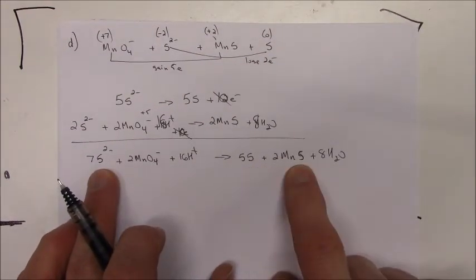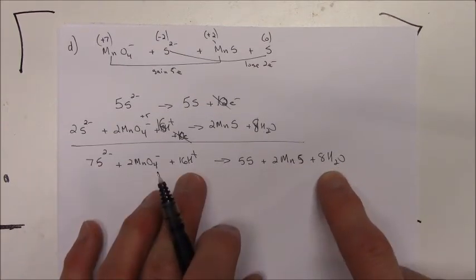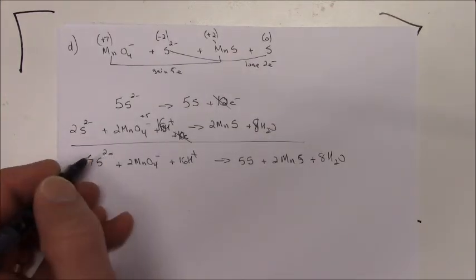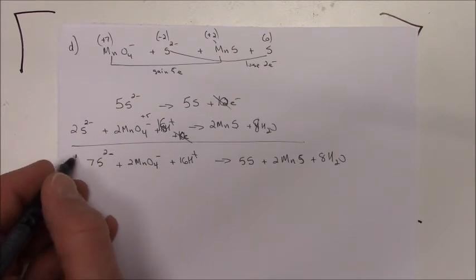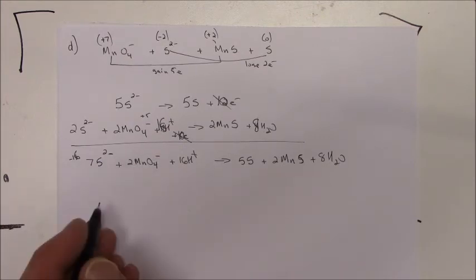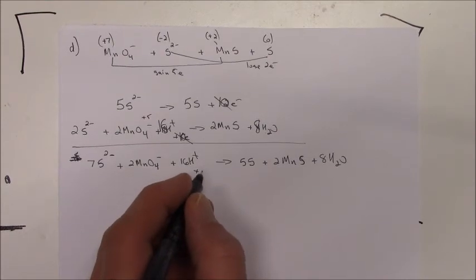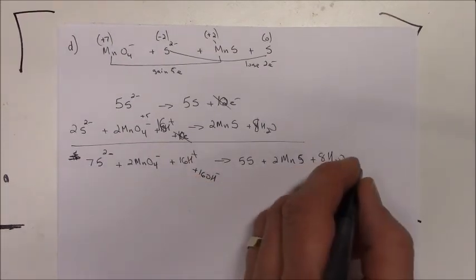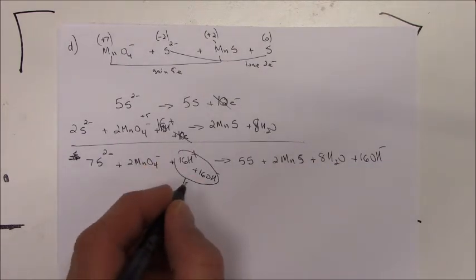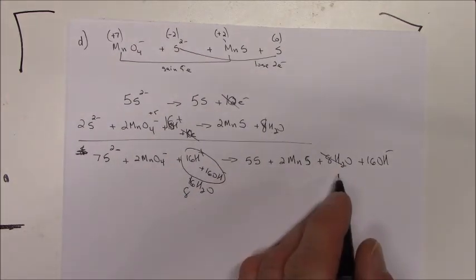7 sulfurs, 2 manganese, 2. 8 oxygens, 16 of these. This is 7 times negative 2. So this is minus 14. 2 more, minus 16. This is neutral. This side's neutral, so we're good. We're balancing in basic solution, so we have to kill these off with 16 OH minus. Got to add it to both sides. This will make 16 H2Os, which will kill off 8 of those.